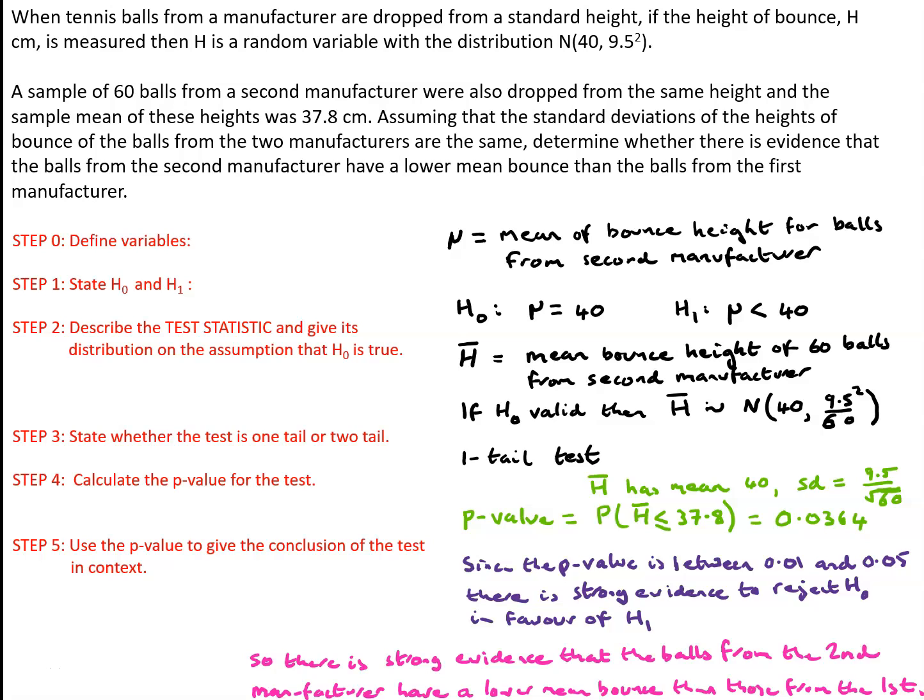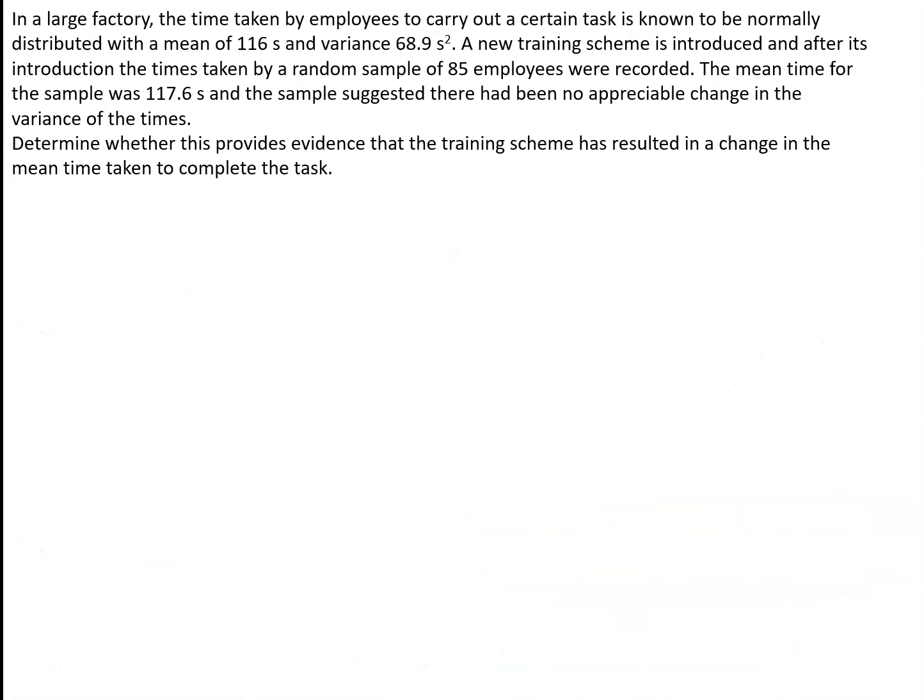Let's now move on to a second example. In a large factory, the time taken by employees to carry out a certain task is known to be normally distributed with a mean of 116 seconds and a variance of 68.9 seconds squared. A new training scheme is introduced, and after its introduction the times taken by a random sample of 85 employees were recorded. The mean time for this sample was 117.6 seconds, and the sample suggested that there had been no appreciable change in the variance of the times taken to complete the task.